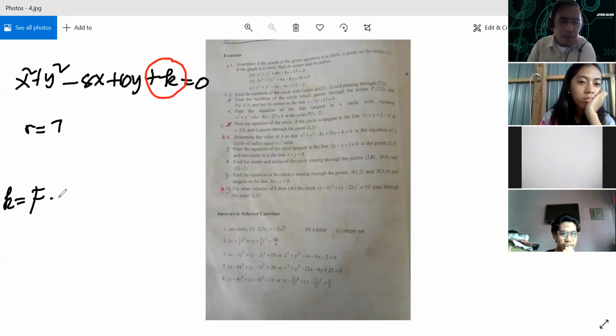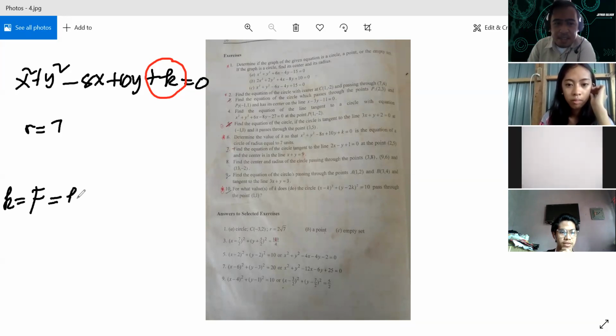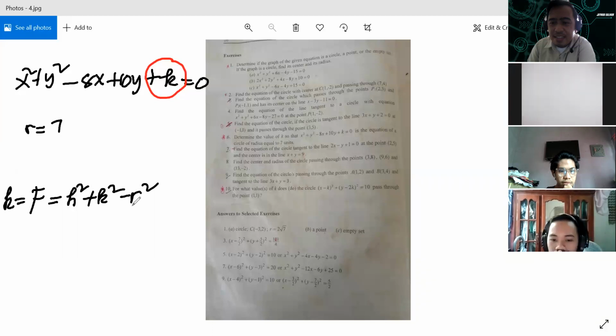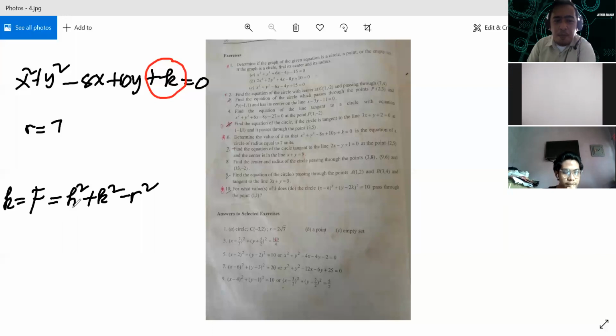What is the formula for F? Sir, h squared plus k squared minus r squared. Sorry, h squared plus k squared minus r squared. You know the R, right? Yes, 7 units. The problem is finding H.